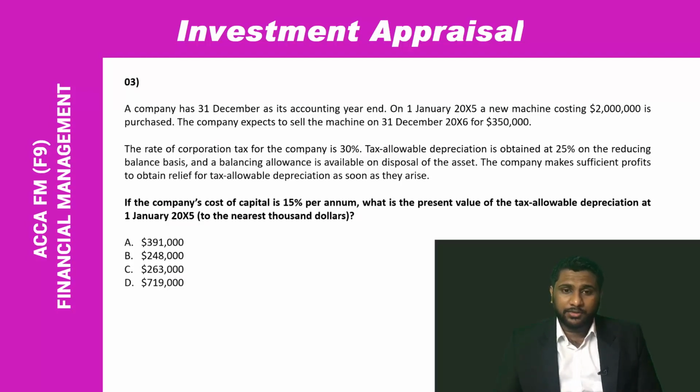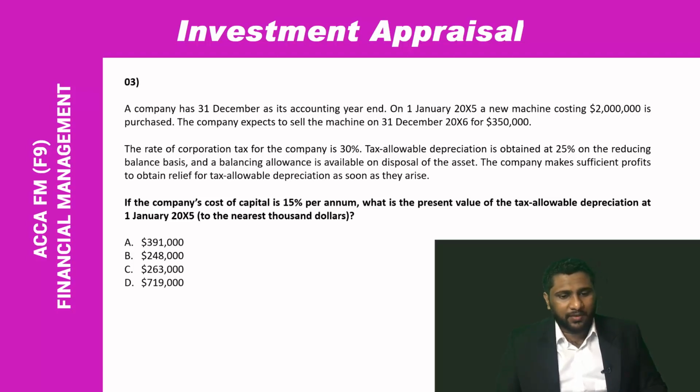A company has 31st December as its accounting year end. On 1st January 2005, a new machine costing 2 million is purchased. The company expects to sell the machine on 31st December 2006 for 350,000. That means they are expecting to use the asset only for 2 years, 2005-2006. The rate of corporation tax for the company is 30%. Tax allowable depreciation is obtained at 25% on a reducing balance basis, and a balancing allowance is available on disposal of the asset. The company makes sufficient profit to obtain relief for the tax allowable depreciation as soon as it arises.